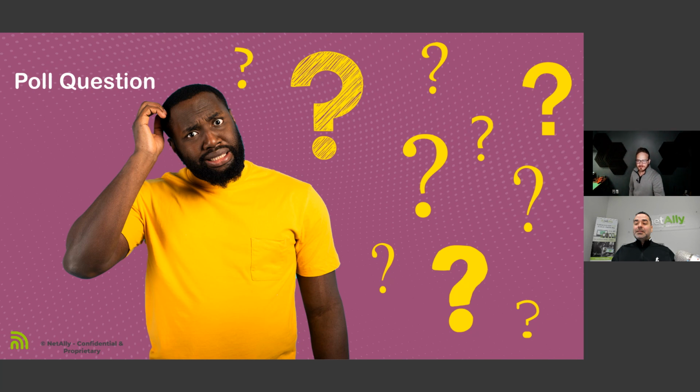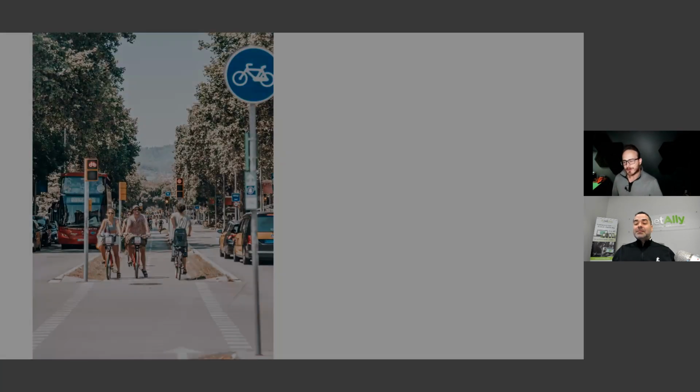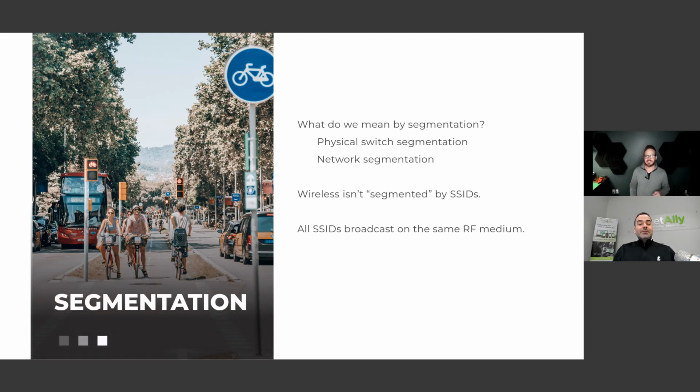3, 2, 1. All right, we've got 85% on no, 14% on yes. I don't know. Julio, does it segment the network? Well, what type of segmentation are we actually talking about when we're doing this?